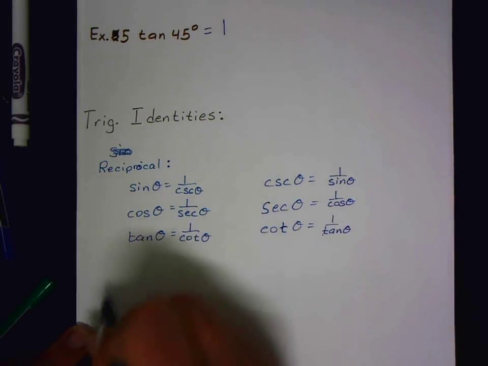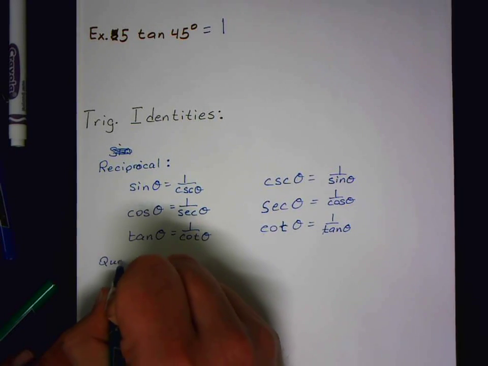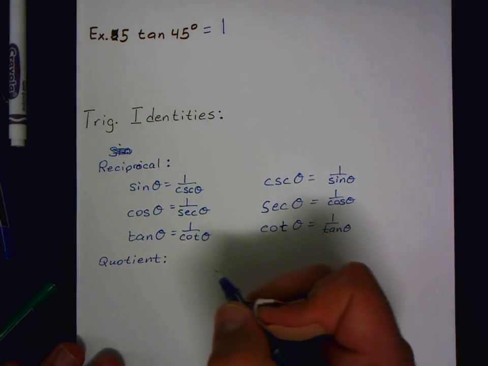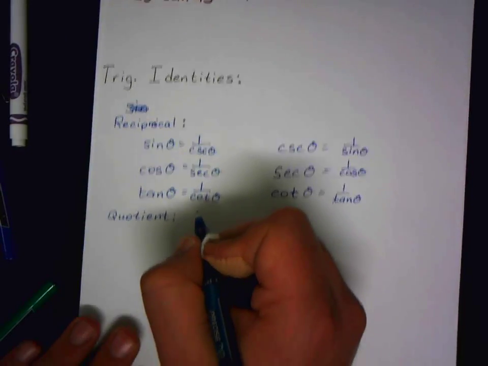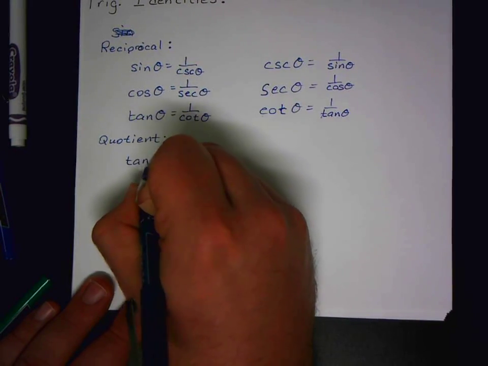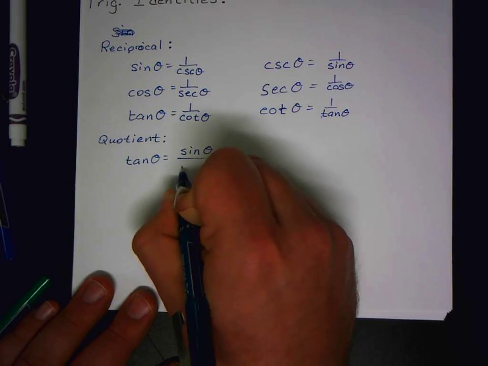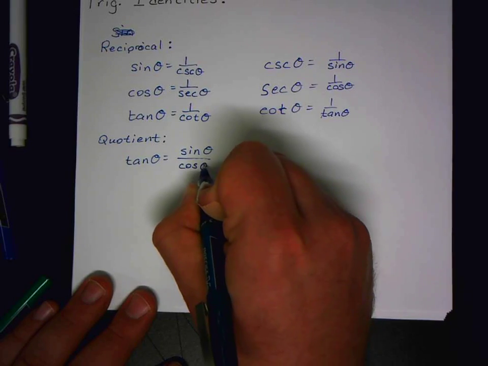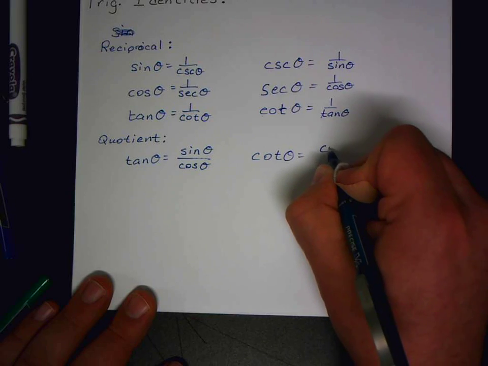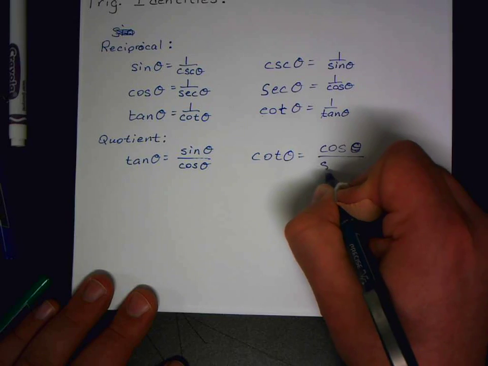Okay, and this is one that I didn't mention. These are your quotient identities. They actually introduced another set, but I'm not even going to deal with those because we don't use those at all. The quotient identities might come in handy a little bit. Tangent is equal to your sine value divided by your cosine value. Cotangent is the same thing as cosine divided by sine.